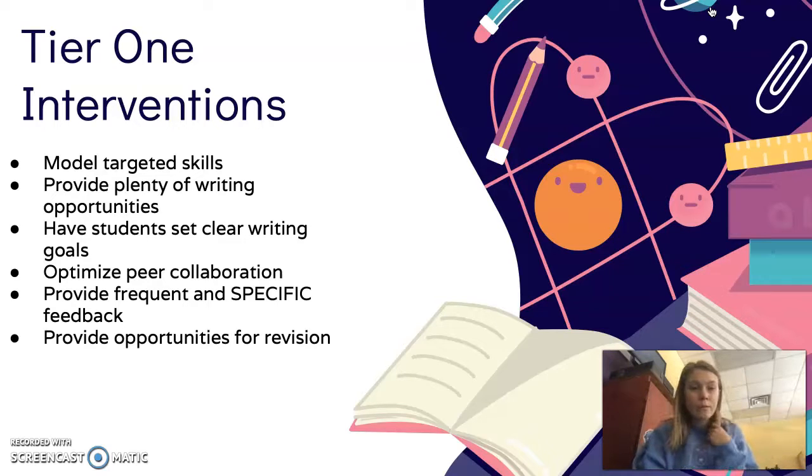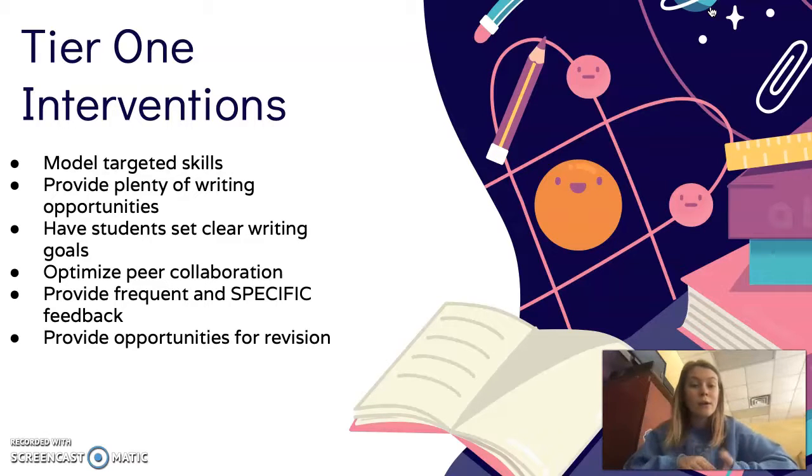So for Tier 1, they model the targeted skills that they're wanting to teach their kids. They provide a lot of opportunities for writing, specifically free writing on things that students are interested in to keep them engaged. They have clear writing goals that are not set by the teachers, they're set by the students. So they decide what they want or need to know, and they work hard to reach those goals.